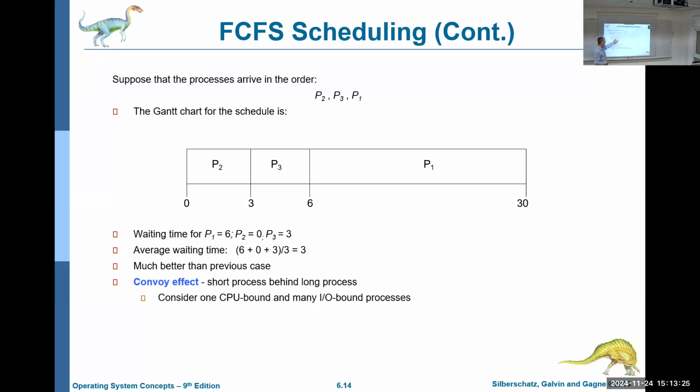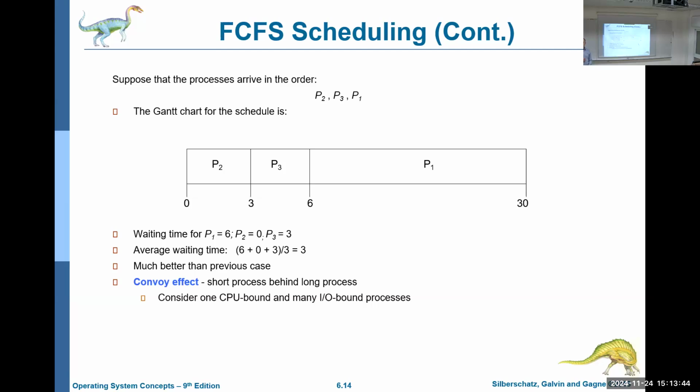P2 had a wait time of 0 because he was the first one to be serviced, and P3 had a wait time of only 3. So now if we add the wait times, we get 6 and 0 and 3 is 9, divided by 3 is 3. Much better than the previous case. Yet we're using the same algorithm. So this algorithm is sort of inconsistent.